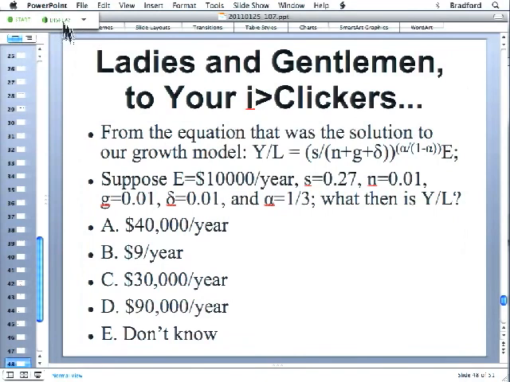Congratulations. Next time, we'll apply our growth model to try to understand what's going on in the world today and what has been going on over the past 2 centuries.